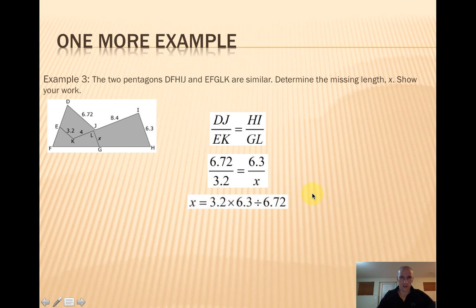My personal preference is just to cross multiply and divide. So I multiply the two numbers that are diagonally across from each other that are known in the proportion, and then divide by the third number in the proportion, which is 6.72, and that will have you arriving at your final answer, which is that X is 3 units.